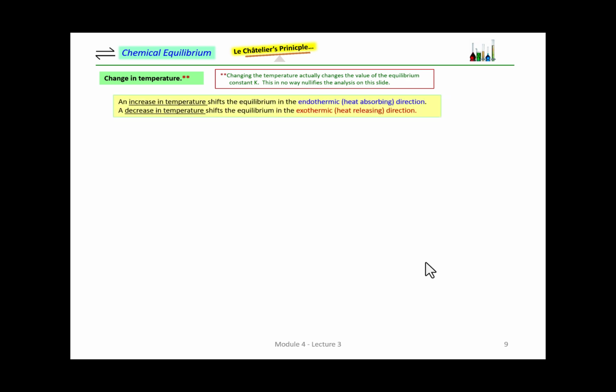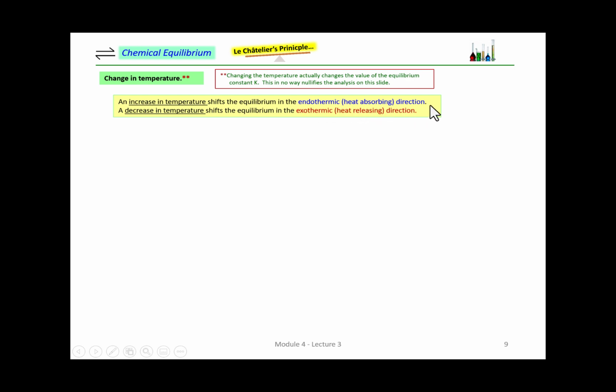Let's move on to looking at a change in temperature for a disturbance. Now, again, I'm going to remind you that changing the temperature actually changes the value of the equilibrium constant K. However, this in no way nullifies the analysis on this slide, and in fact, our analysis is going to be consistent with this change in K. Restating what we stated on the first slide, an increase in temperature, which would be a disturbance, shifts the equilibrium in the endothermic or heat-absorbing direction.